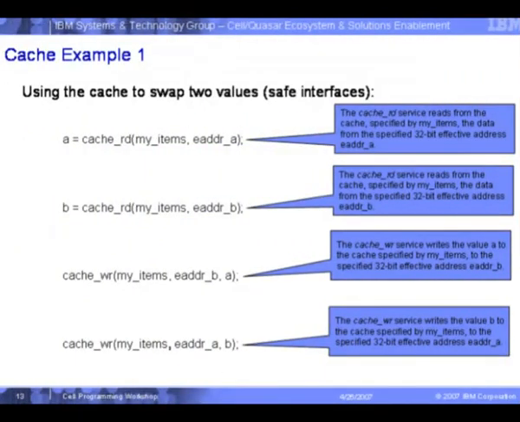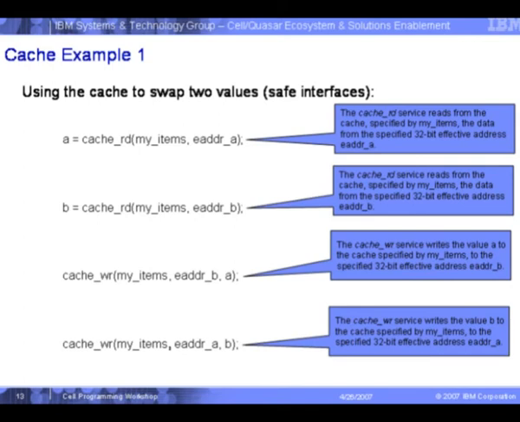We use the cache to swap 2 values. Okay, and we use the cache read. Cache read here is an interface provided by the software cache utilities, right? And cache the effective address A over here. Read from the cache specified by my items. The name of the cache is my underscore items, into address A.